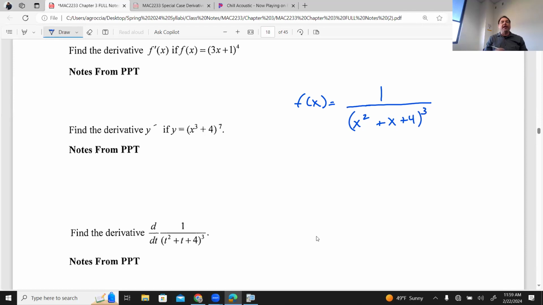Now, as you're writing this one down, your first gut instinct is quotient rule. But do you know how ugly and long quotient rule is? I would prefer not to do quotient rule if I didn't have to. This one, you could do quotient rule, and you're going to be here for a very long time. Well, actually, not too long, but it will take a while. Versus try to rewrite it and do chain rule.